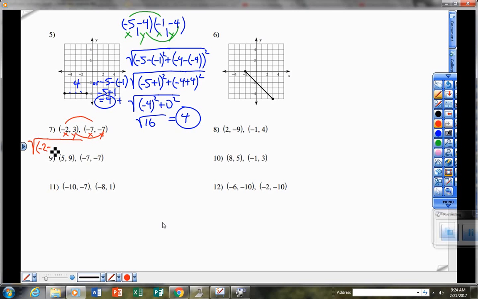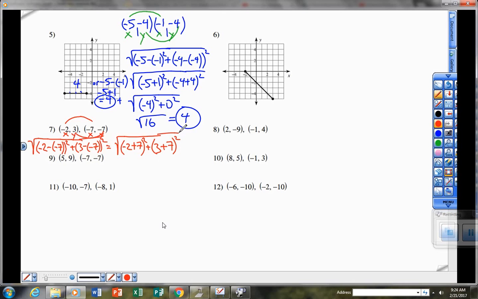So negative 2 minus something already negative, negative 2 minus minus 7, plus, in parentheses, 3 minus minus 7 again, because I'm subtracting a negative value. That gives me, underneath the radical, the square root of negative 2 plus 7 squared plus, in parentheses, 3 minus minus 7 is again plus 7 squared.